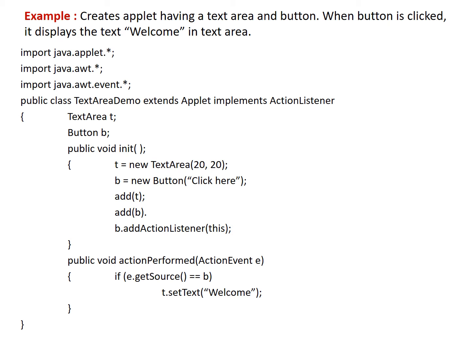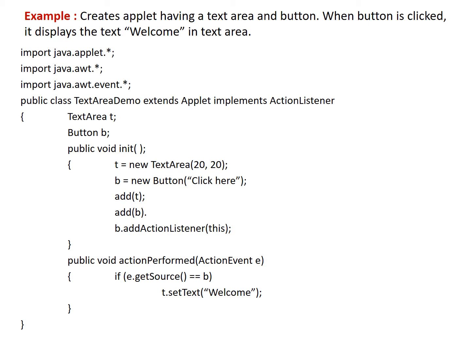After this, the next statements, add T and add B, will add the text area and button in the applet. Then we are adding the action listener to the applet by using the method addActionListener of B. After this, the actionPerformed method is defined, which is automatically executed or invoked when the user clicks the button. Now in this method, here we are checking whether the getSource is equal to B, that is, the button is clicked by the user.